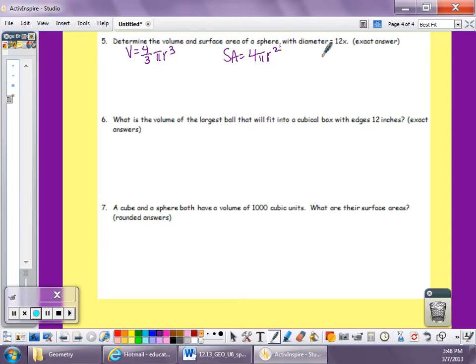So I know that the diameter is 2 radii. So 2 radii is equal to 12x. So 1 radius must be equal to 6x. So I plug in 6x: 4/3 pi times 6x cubed.